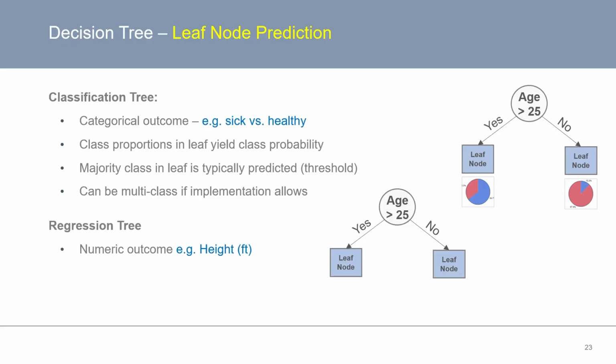Alternatively, trees can be tasked with regression, or predicting a quantitative or numeric outcome, for example, patient height. Differently here, the tree looks at all the instances that ended up in a given leaf node and takes the average value of their outcome variable to be the leaf node prediction.